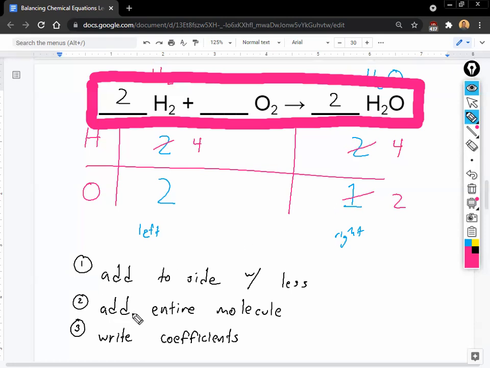So again, just follow these three steps. You want to add to the side that has less. You want to add the entire molecule. And after you're all done balancing, you want to write the coefficients.